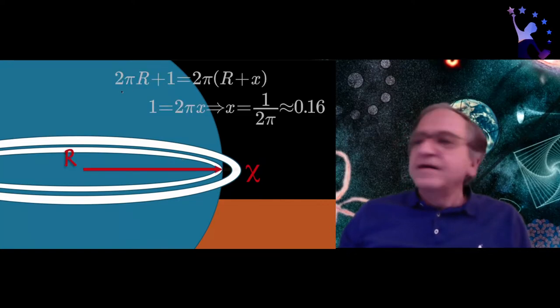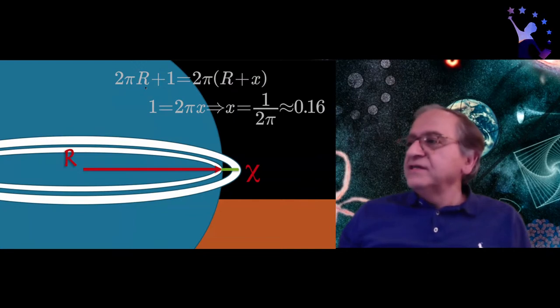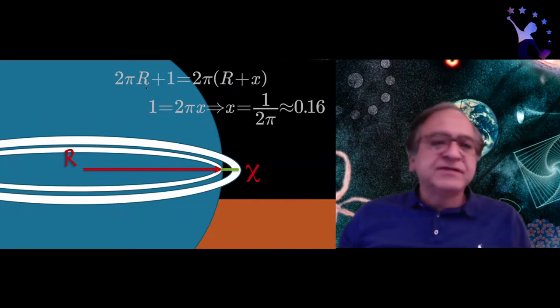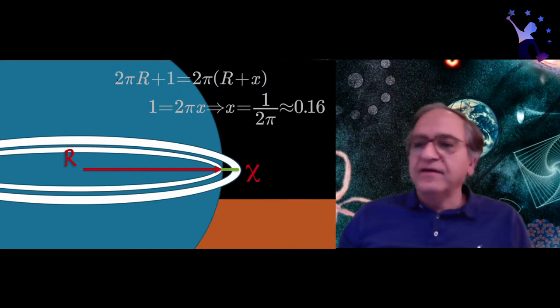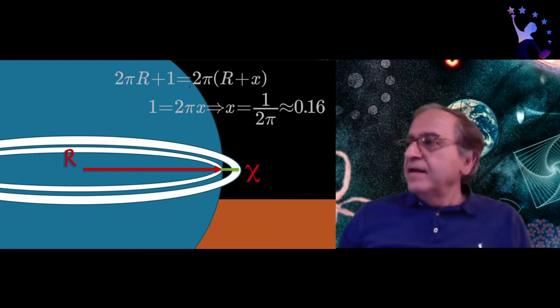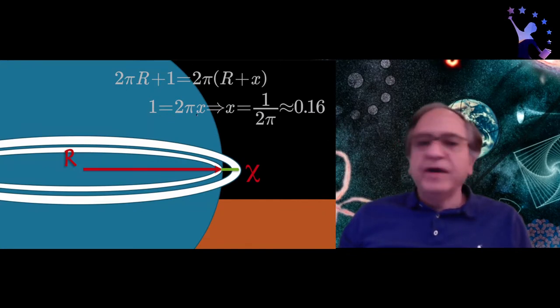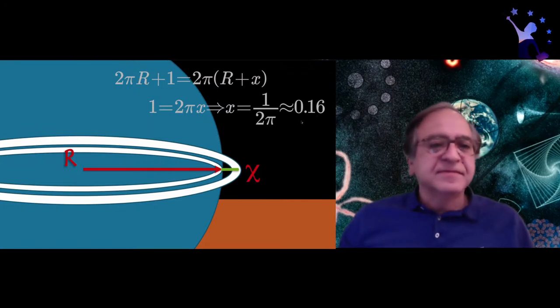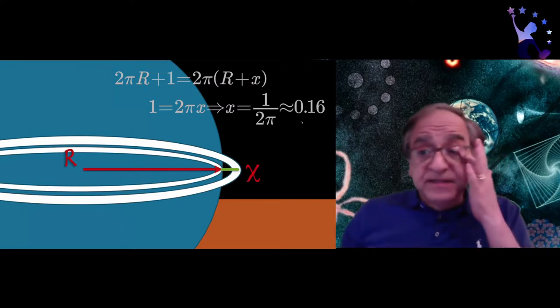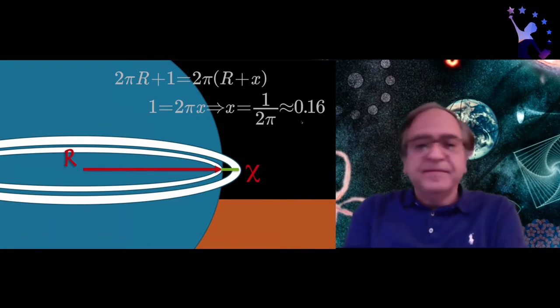In fact, the original circumference is 2 pi r, if r is the radius of the Earth. That was the original length of the equator. You add 1 meter to it, and that's going to be 2 pi times r plus x, where r plus x is the new radius. So the 2 pi r's cancel from both sides, and you get 1 = 2 pi x. So x is 1 over 2 pi, which is about 16 centimeters. Okay, so this is simple math, but somewhat surprising that it's this big.